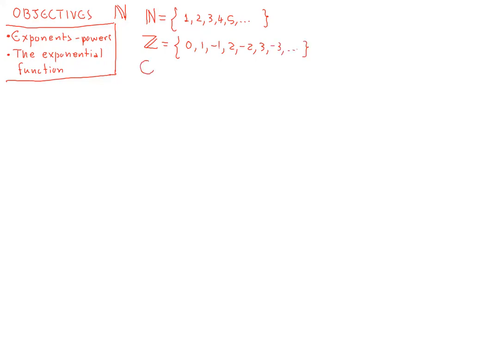We have the set Q of all fractions. So these are numbers that can be written as a over b, where a is natural. Actually, a is integer. The numerator can be 0, negative, or positive, and b is natural. And finally, we have the set of all real numbers, which is pretty much all numbers we work with. I'm not going to give it a definition.